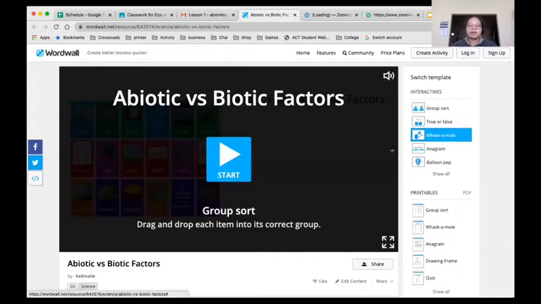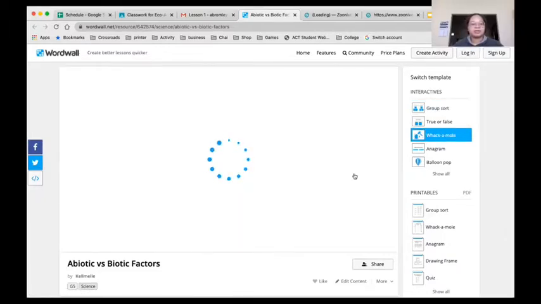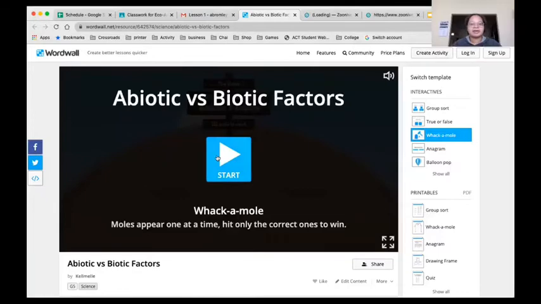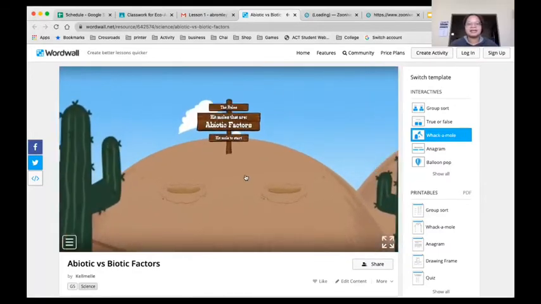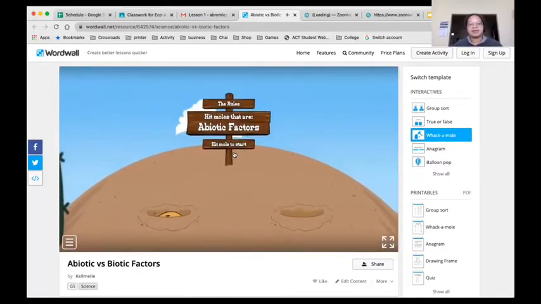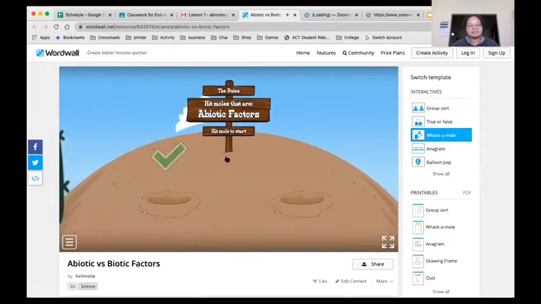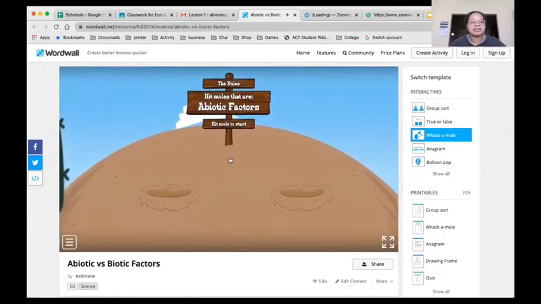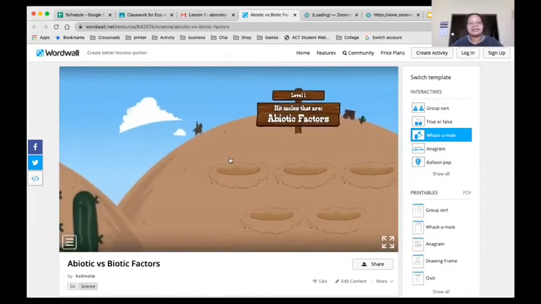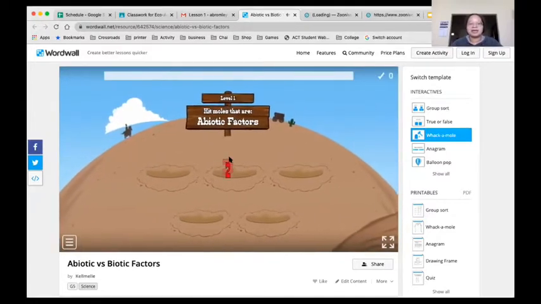So you're going to go to the whack-a-mole game, and then you are going to play one round, and you're going to try to hit the biotic factors or abiotic factors, and put them in the right place. So, for example, pollution is an abiotic factor. And you're going to play one round of this, and you got to pay close attention to the things that you see in the game, because you're going to have to use them later to answer a few questions after the game.